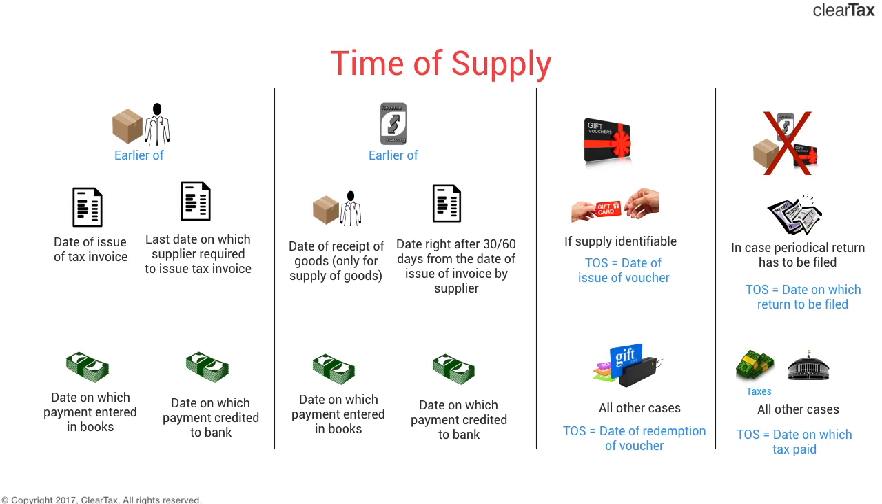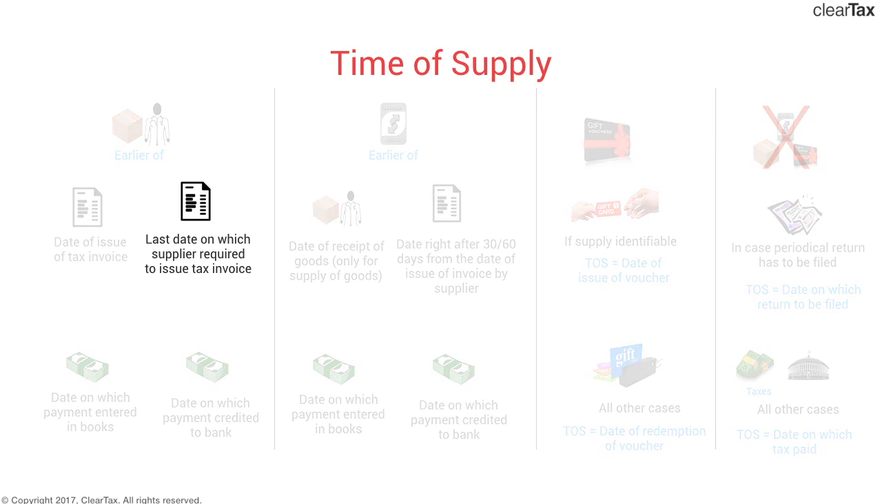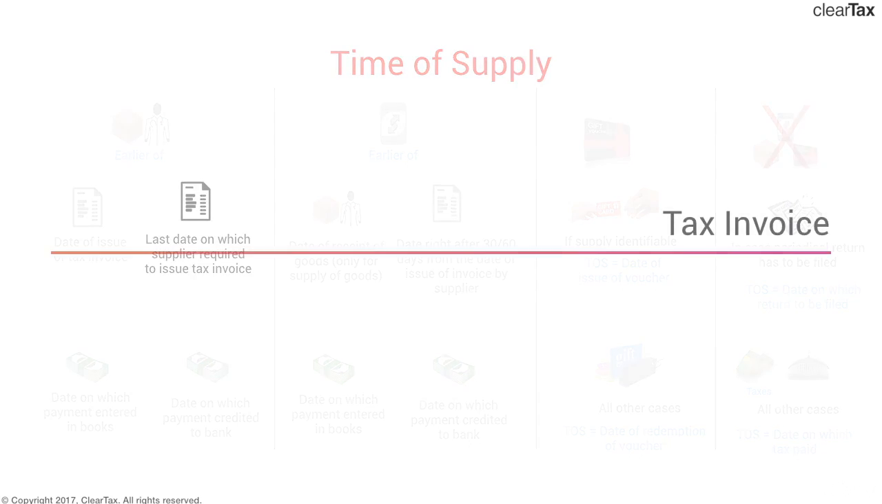In the last few videos, we've been talking about time of supply for goods and services for all four categories. In order to find out time of supply for normal supply, you would also need to know what is the last date within which the supplier has to issue the tax invoice. And that's what brings us to this lecture on tax invoice.